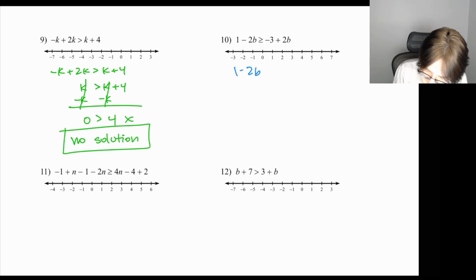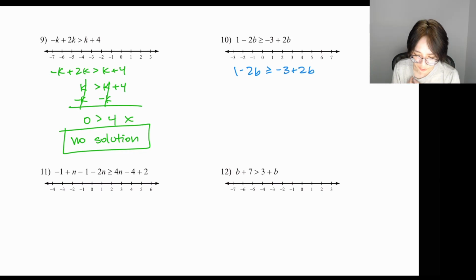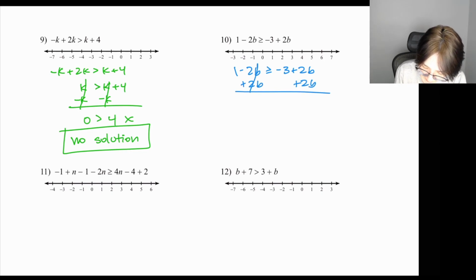Next one, 1 minus 2b is greater than or equal to negative 3 plus 2b. Which one is going to get me a positive variable is going to be adding 2b to both sides to get rid of this one on this side. So 1 is greater than or equal to negative 3 plus 4b.